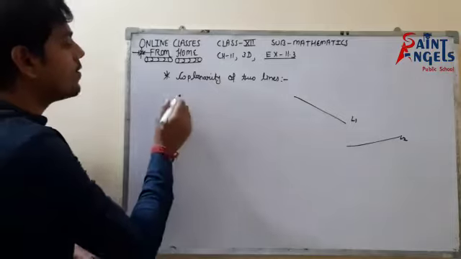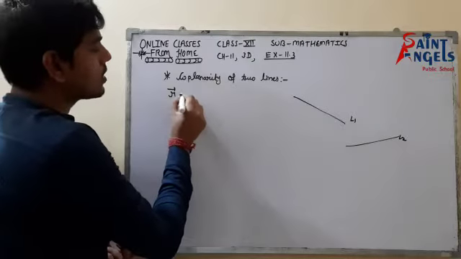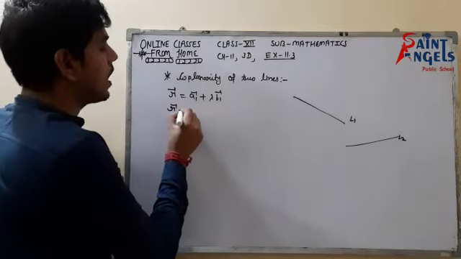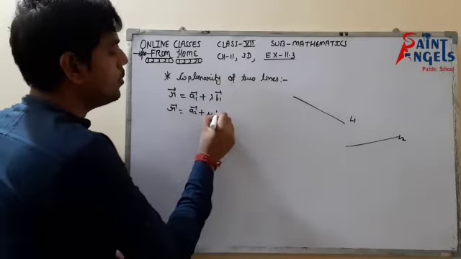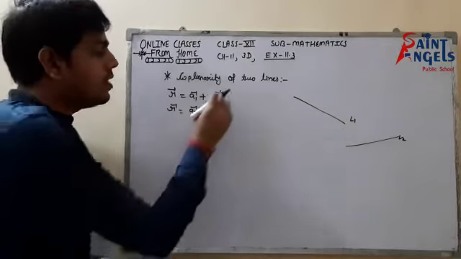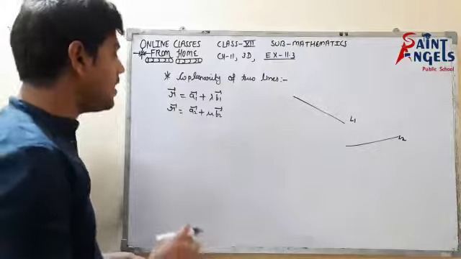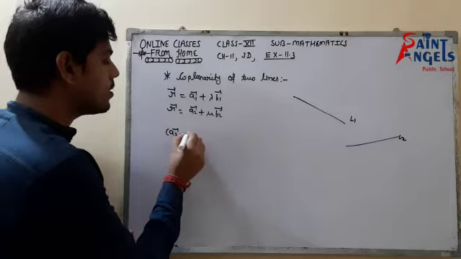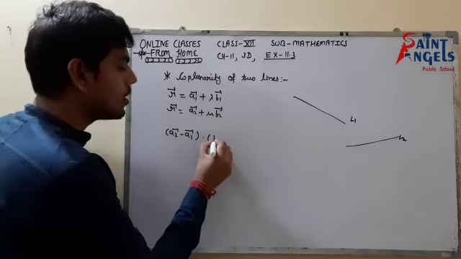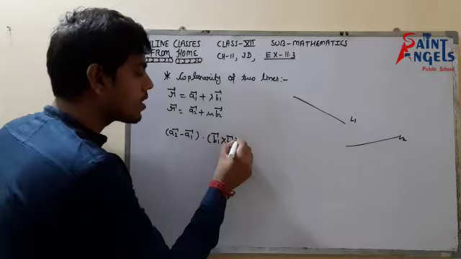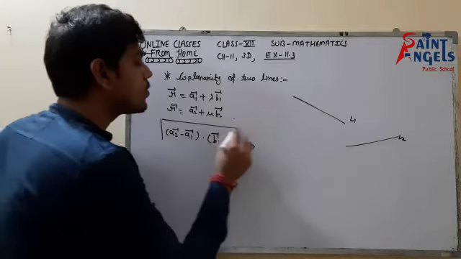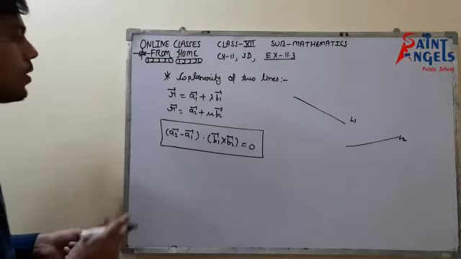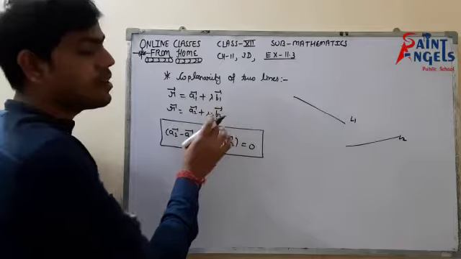Suppose line 1 is r vector equals a1 vector plus lambda b1 vector, and there is another line which is a2 vector plus mu b2 vector. If these lines are coplanar, then the condition for coplanarity is (a2 vector minus a1 vector) dot (b1 vector cross b2 vector) equals 0. If this holds for two given lines, then those lines are coplanar. Now this was for when the equations of the lines are given in vector form.